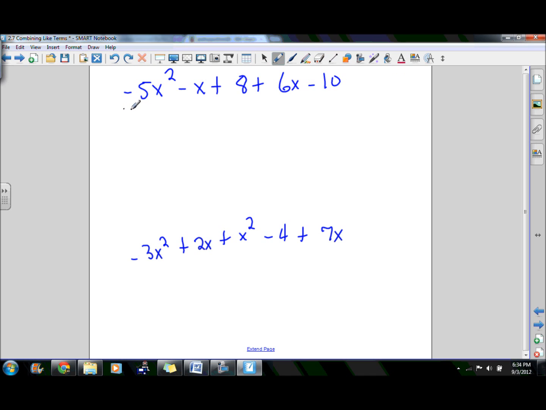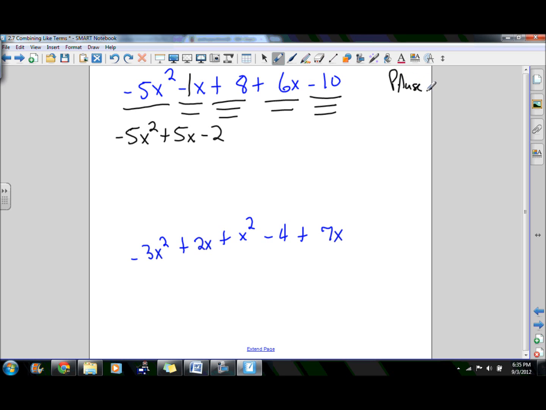So here, I look at my x squareds first, and I don't see any other x squared, so I go negative 5x squared. That should be a negative 1x. And I can combine it with a positive 6x. So positive 6, negative 1 should be positive 5x. Here I look at the positive 8, sorry, and the negative 8, they will combine to be negative 2. Now I'd like you to pause it and try the bottom one on your own.